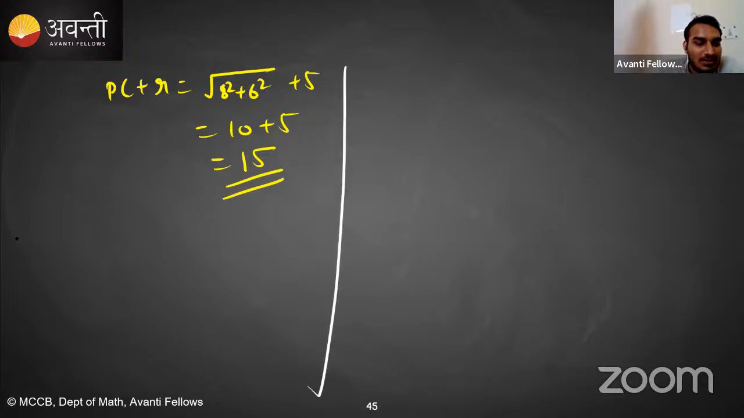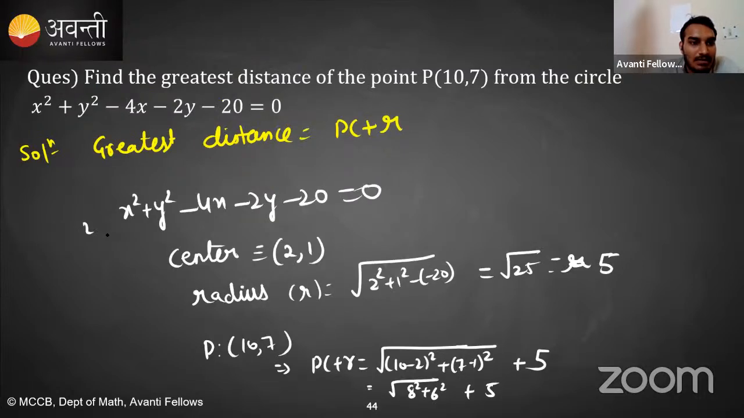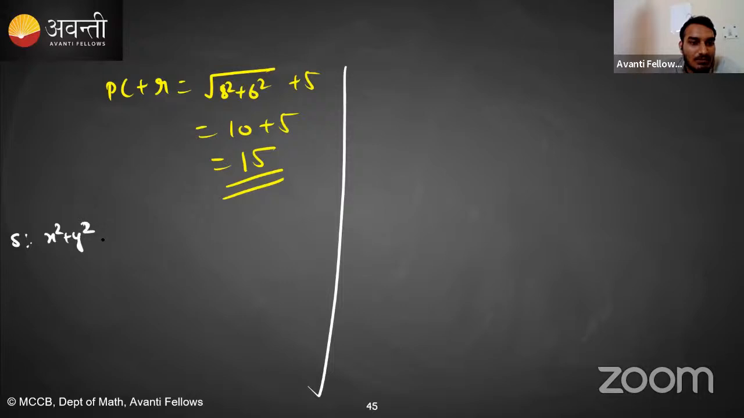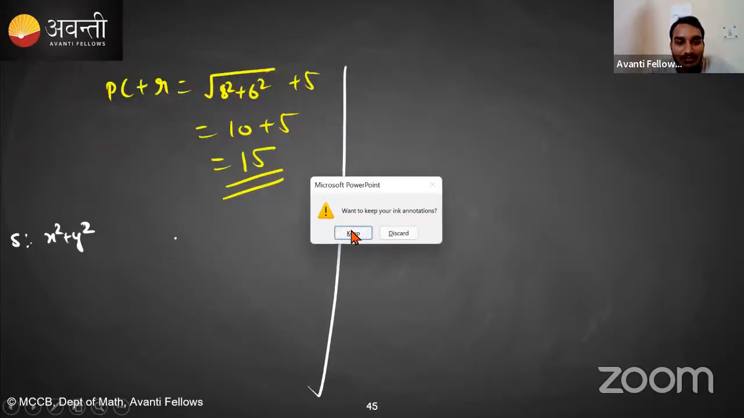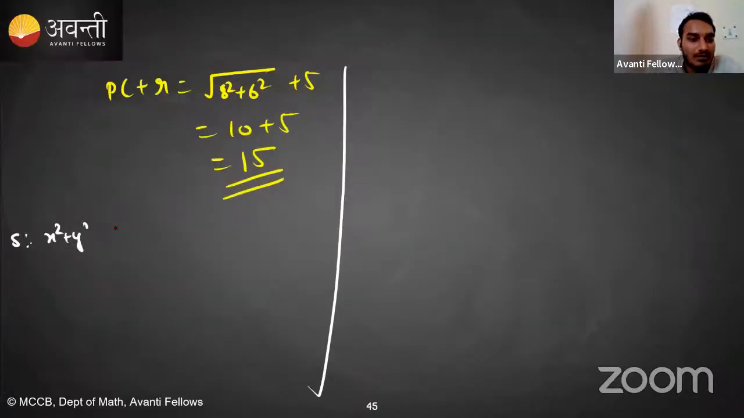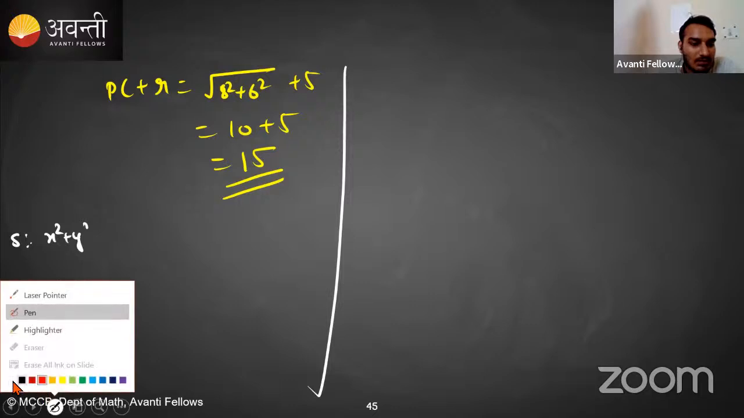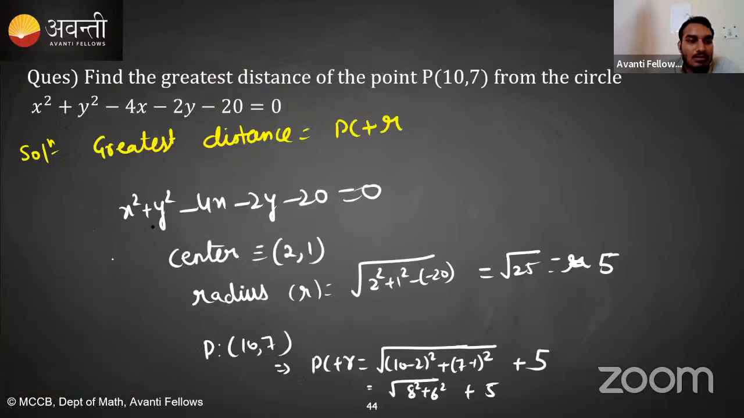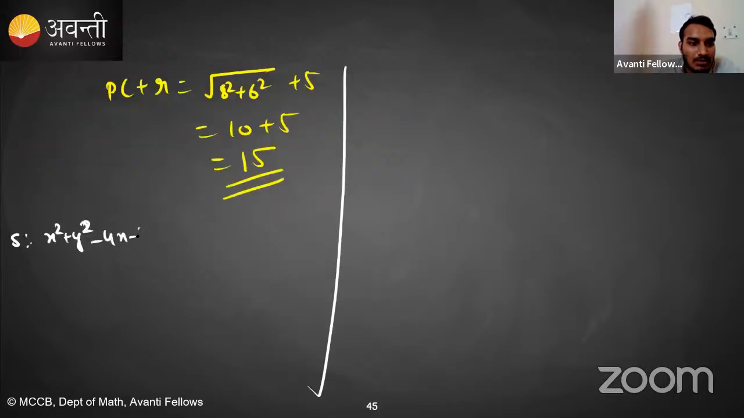Okay, so what is the circle? Circle is x square plus y square minus 4x minus 2y minus 20 is equal to 0. Sorry about that, everyone, there are so many issues today.